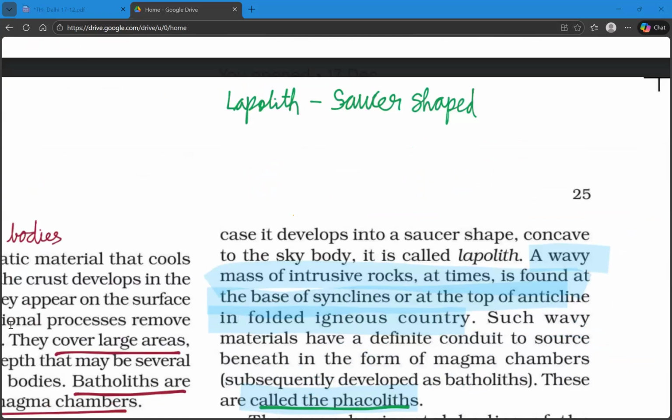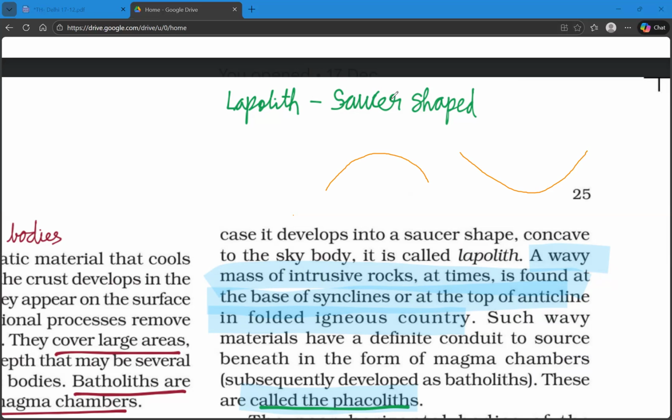So what is a lapolith? Opposite to a laccolith. The laccolith forms a dome shape, whereas the lapolith forms a saucer-shaped body to the crust surface of the earth. It is a concave body to the sky.